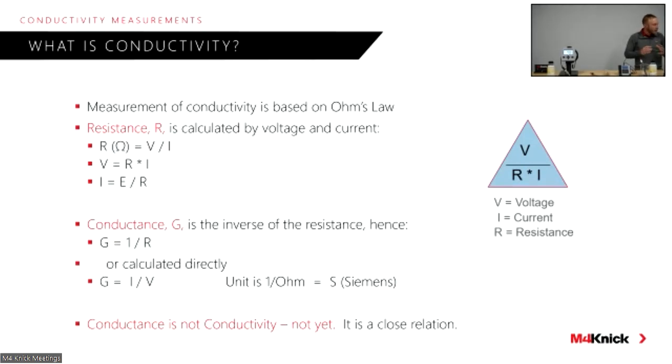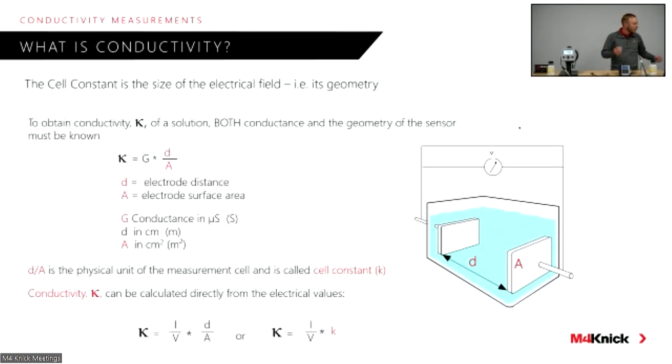However, conductance is not conductivity. It is not solely the conductivity measurement that we're looking for just yet. It's a key component of it. We're pulling conductance, but to calculate conductivity, we have one more variable that comes into play, and that variable is the cell constant. On this slide we're showing two electrodes, and on those we have an A and a D: A for the surface area, and D for the distance between those two electrodes.